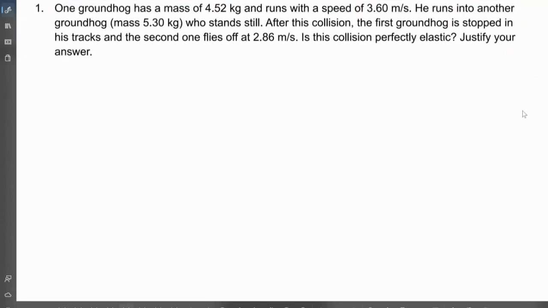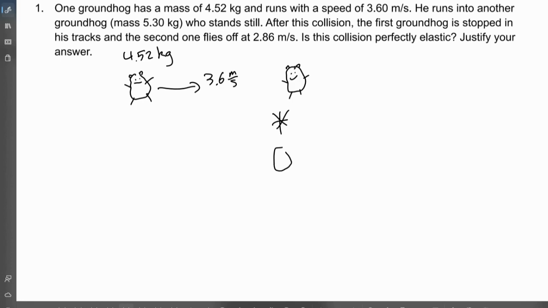One groundhog has a mass of 4.52 kilograms. My groundhogs look a lot like potatoes with ears because I'm a terrible artist. Groundhog 1, mass of 4.52 kilograms, runs with a speed of 3.60 meters per second into another groundhog who's just standing still, minding his own business. After this collision, okay, boom. The first groundhog is stopped in his tracks. This one looks a little bit more potato-ish than the other. The first groundhog is just stopped in his tracks.